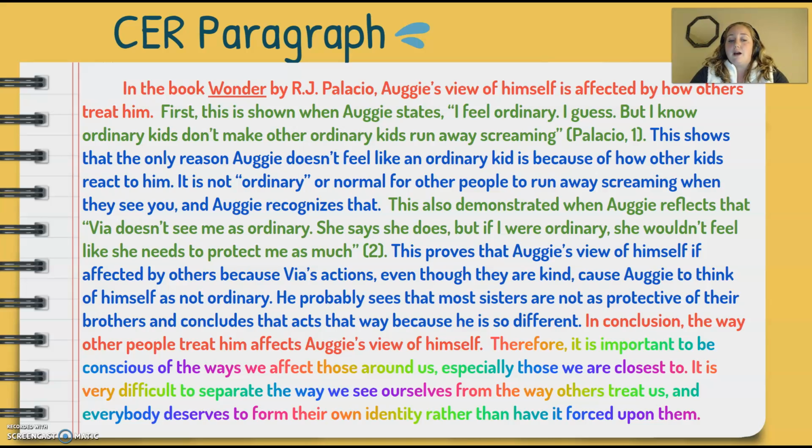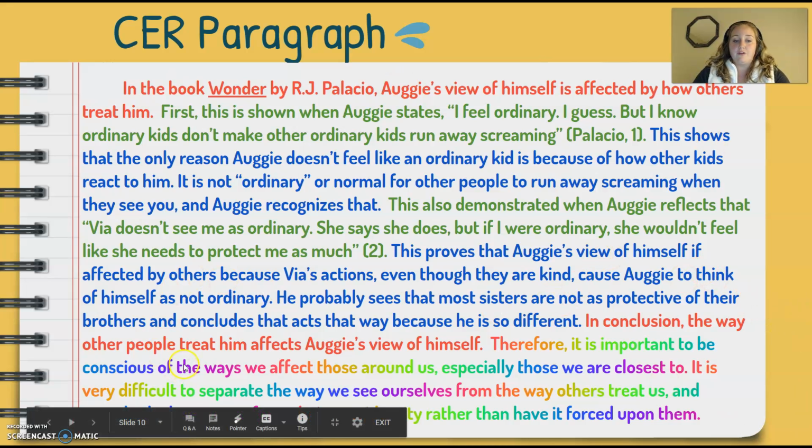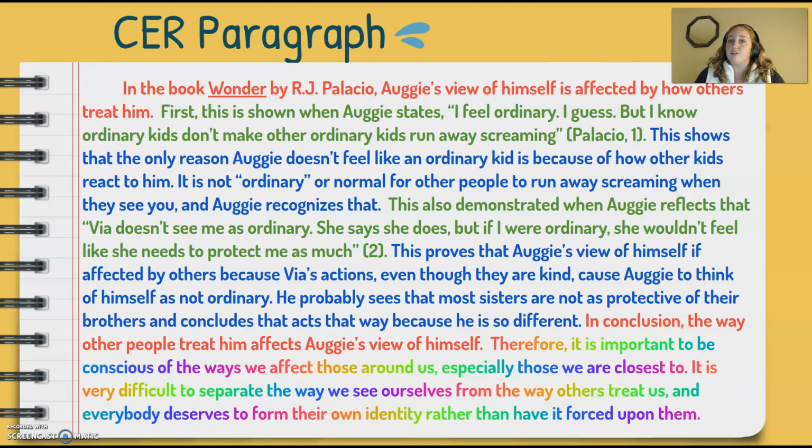So now, in red, this first part here: In conclusion, the way other people treat him affects Augie's view of himself. I still restated the claim, but we're not done here. We're trying to make it more meaningful by adding in our so what.